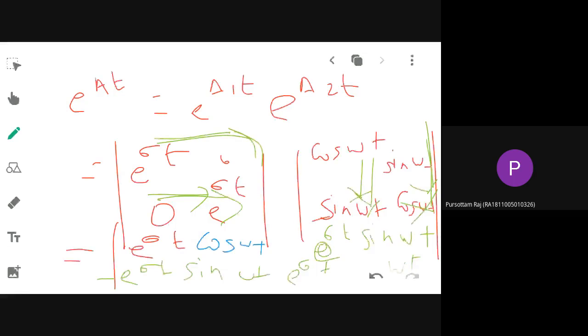I'm hoping all understood. Have you understood? One more problem I will solve from this part. Then I will go to the next topic, controllability and observability. Have you understood this methodology or not?